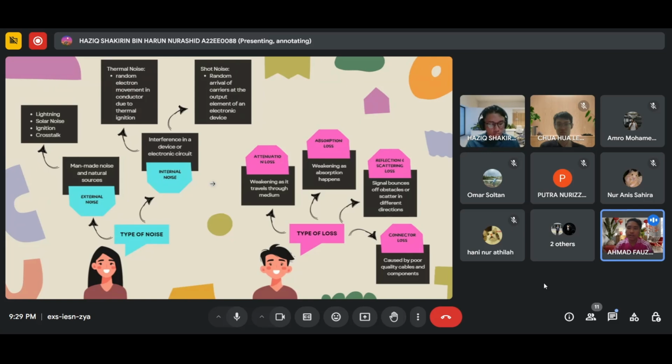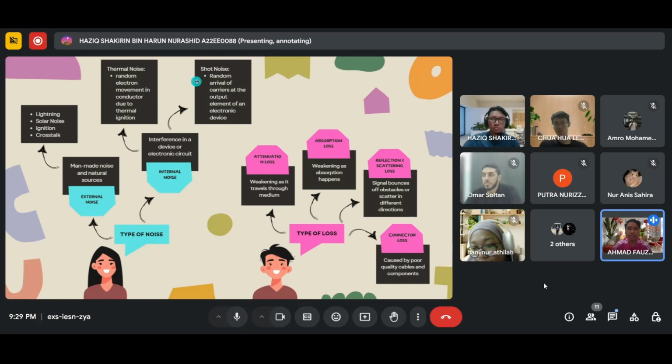So internal noise can be classified into two types. First, there is thermal noise, which, in technical terms, is caused by random electron movement in the electronic circuit. And then there's also shot noise, which is the random arrival of carriers at the output element of the electronic device. These are very technical terms, but that is the definition of it.